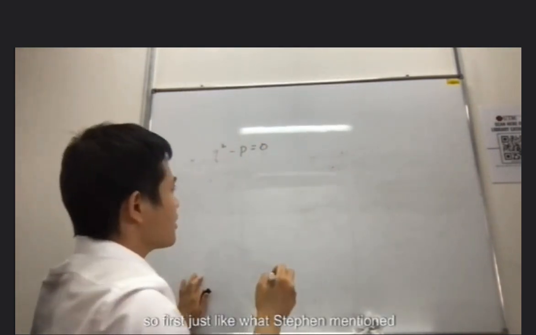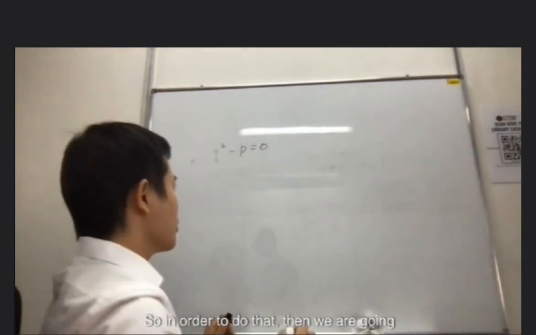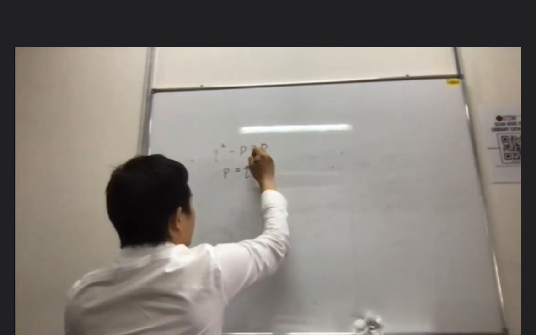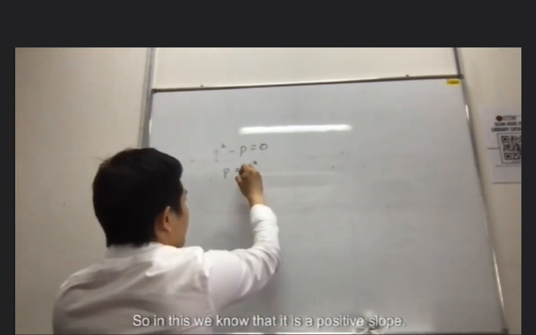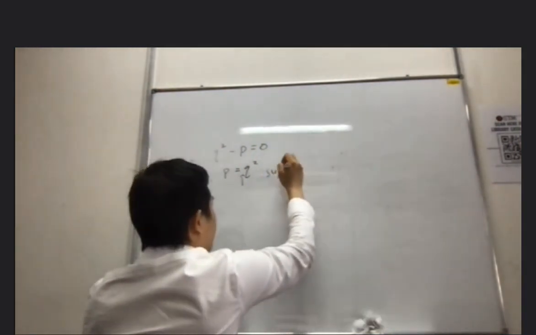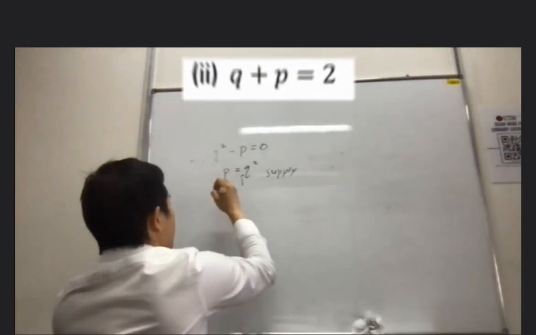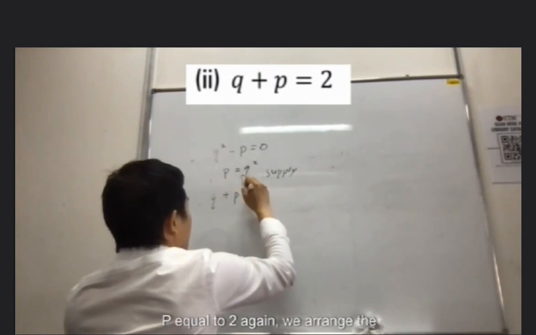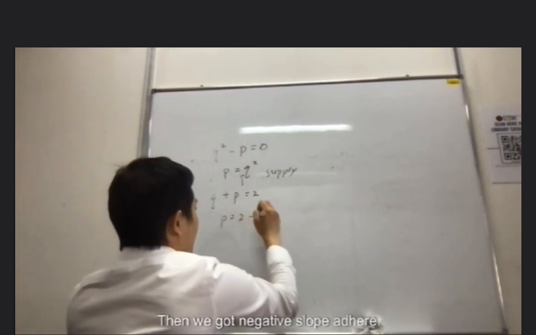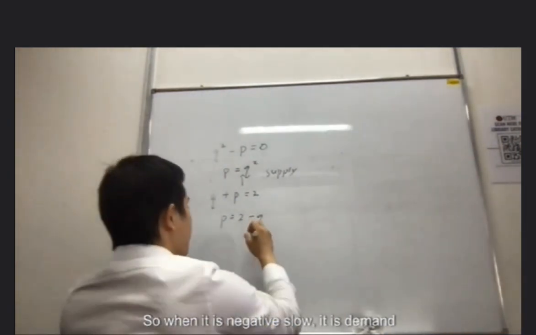Just like what Steven mentioned, we need to identify whether this equation is demand or supply. In order to do that, we arrange the equation. Here we know that it is a positive slope, and when it is a positive slope, it is a supply equation. The next one is q plus p equals 2. Again, we arrange the equation and get a negative slope, and when it is a negative slope, it is a demand function.